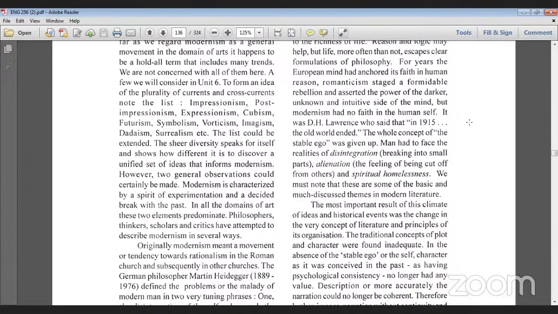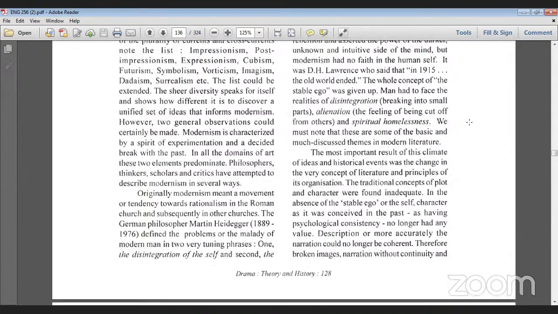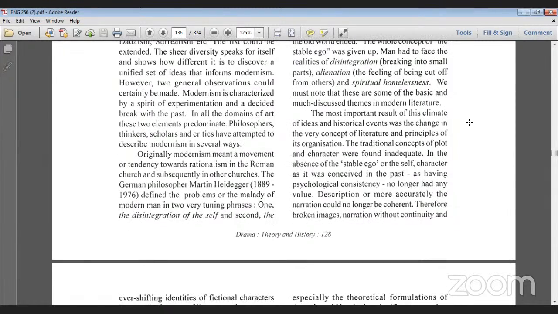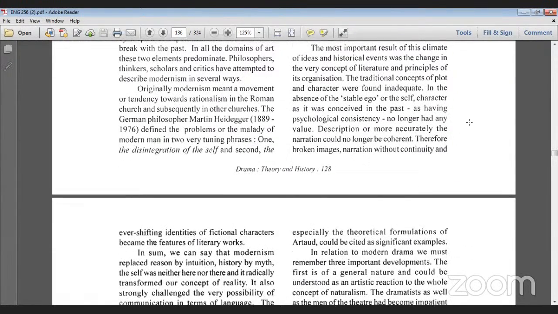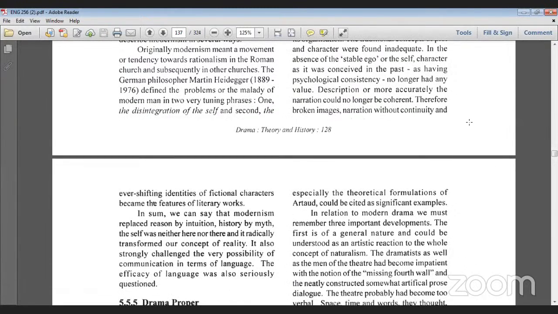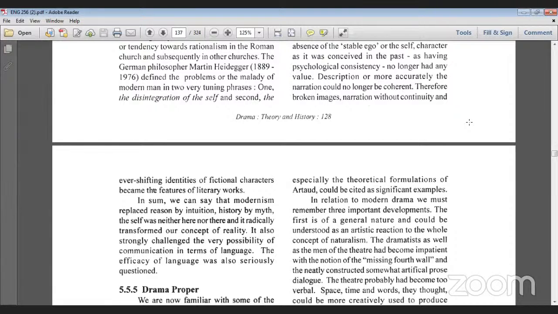The traditional concepts of plot and character were found inadequate. In the absence of the stable ego or the self, character, which was conceived in the past as having psychological consistency, no longer had any value, or more accurately, the narration could no longer be coherent. Therefore, broken images, narration without continuity, and ever-shifting identities of fictional characters became the features of literary work.